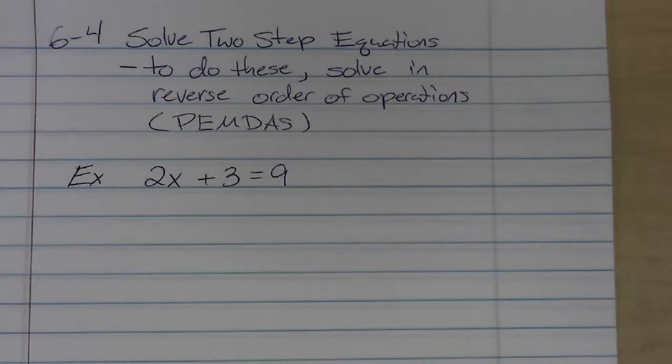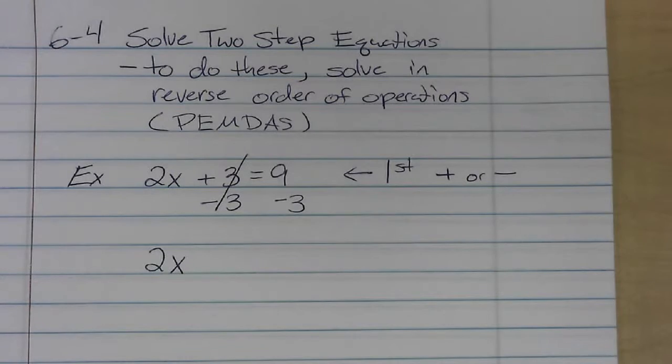Here I have 2x + 3 = 9. So the first thing that we want to do is look at the side with the variable. The variable is on the left-hand side of the equation. And on that side, I see that there's a number being added. So what I'm going to do is get rid of that number. I'm going to eliminate it with the opposite. So I have a plus 3, and the opposite of plus 3 is minus 3. On the left-hand side, the plus 3 and minus 3 cancel, and that leaves me with 2x. And on the right-hand side, 9 minus 3 equals 6.